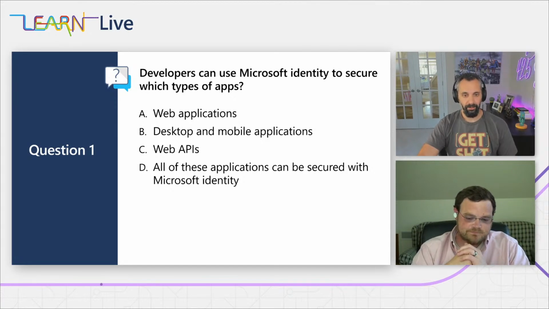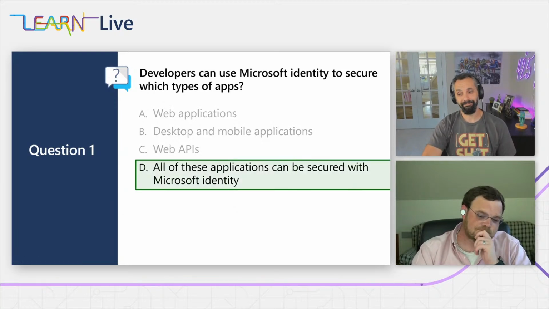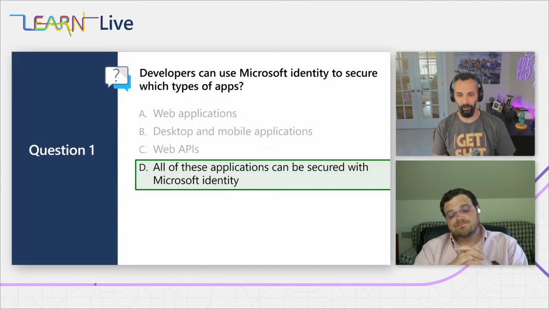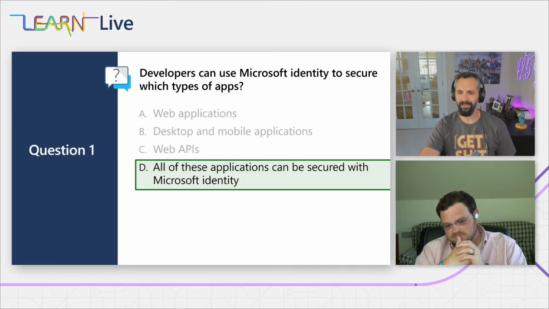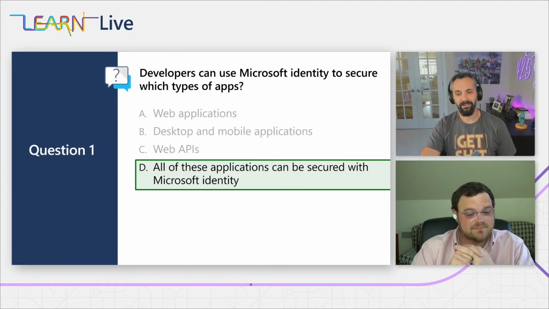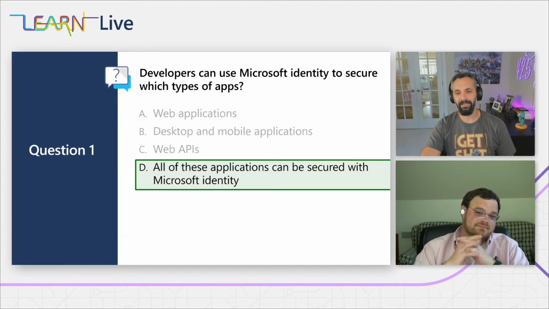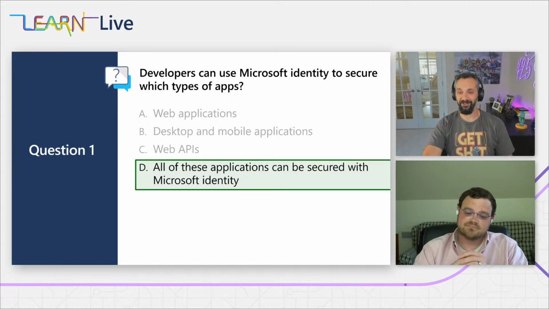So, ready to answer this question? Yeah, I mean, it's got to be D. We are all inclusive. We want you to use Microsoft Identity to secure all these things and more. Is there anything more there? IoT, I guess. What else is missing? Web, I mean, you could maybe argue that's a desktop app, or maybe it's a mobile app. It's not even a confidential client, it's a public client, so it has its own category, IoT apps. There you go.